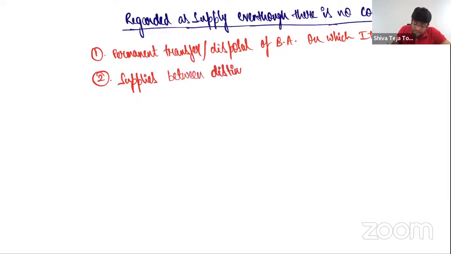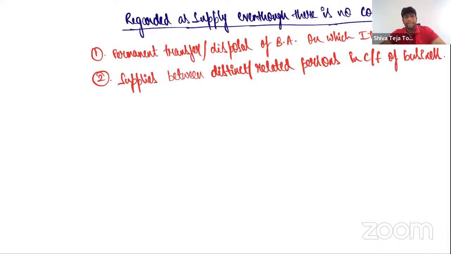Supplies between distinct or related persons in course or furtherance of business. Who are distinct persons? Friends, come on. Who are distinct persons? Distinct person is something like PAN is same, but GST number is different. What is the language, sir? PAN is same, but GST number is different. We call them distinct persons.